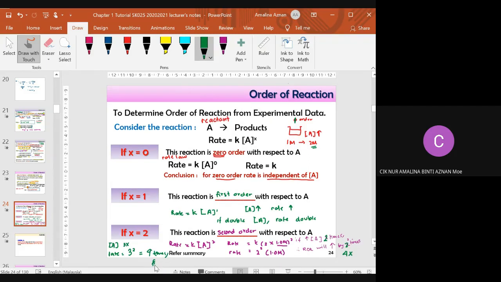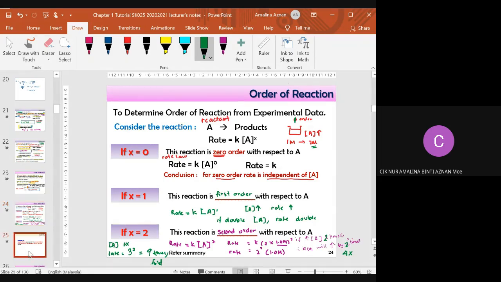Okay, 9 kali ganda. Sama juga kalau dia berkurang sebanyak half. So kamu just gantikan x tu dengan half to the power of 2. Okay, depends on the question lah. So order ni dia menentukan macam mana kamu punya return akan affect your rate. Okay, mengikut order yang tertentu lah.